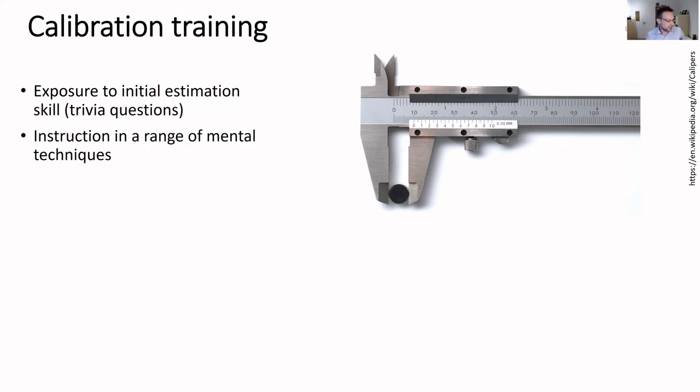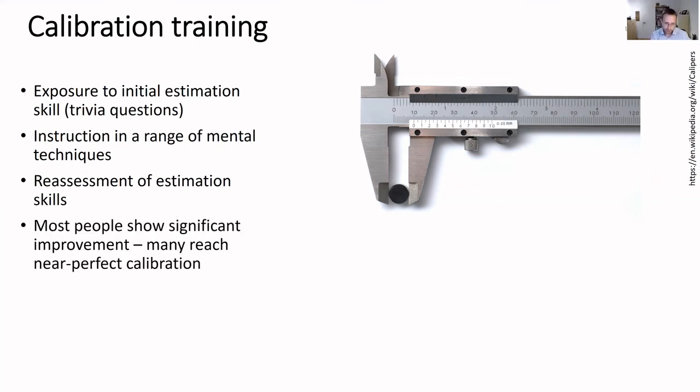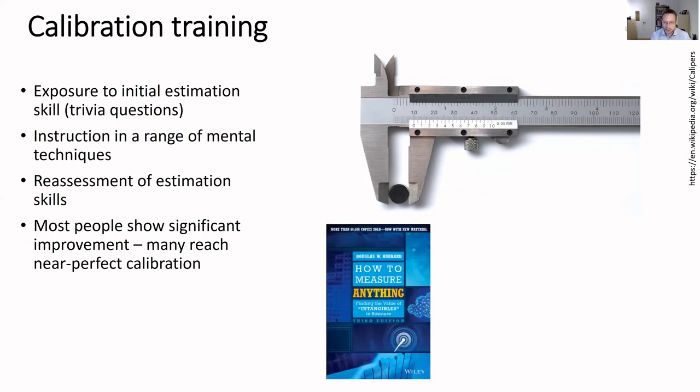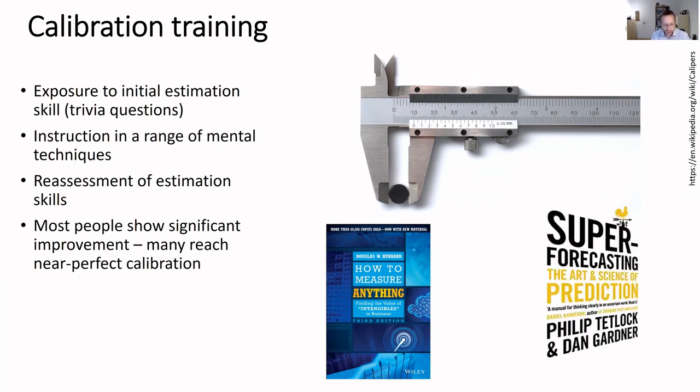But then we can instruct them in a range of mental techniques that really have been shown to be quite effective at improving our skills at estimation. We then reassess estimation skills, possibly add some more techniques, and at the end of the process, most people really show significant improvement, and many actually reach near perfect calibration. This whole approach, the philosophy behind it, has been outlined nicely in this book, How to Measure Anything, by Douglas Hubbard. And there's also a lot of other work on how we can become better at predicting things, how we can forecast results in a credible way.